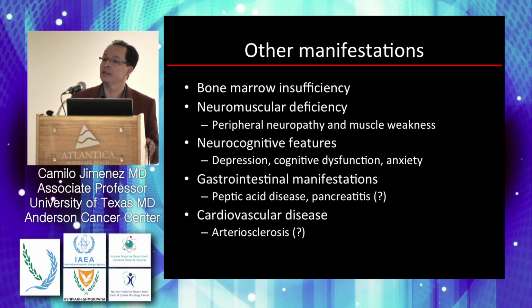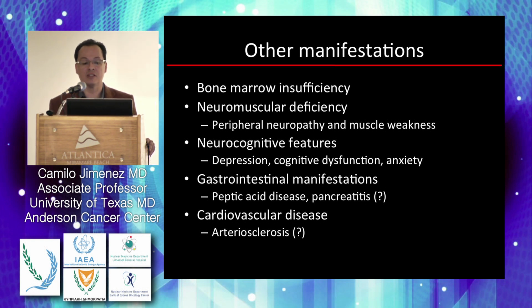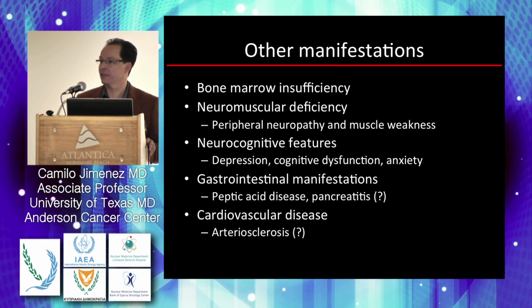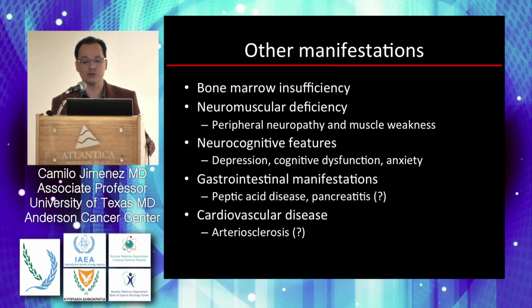Patients may have had neuromuscular deficiency with peripheral neuropathy and muscle weakness, neurocognitive features such as depression, cognitive dysfunction, anxiety, as well as gastrointestinal complications, mainly peptic acid disease, and perhaps an increased rate of cardiovascular disease predisposing to angina, heart attacks, and congestive heart failure.